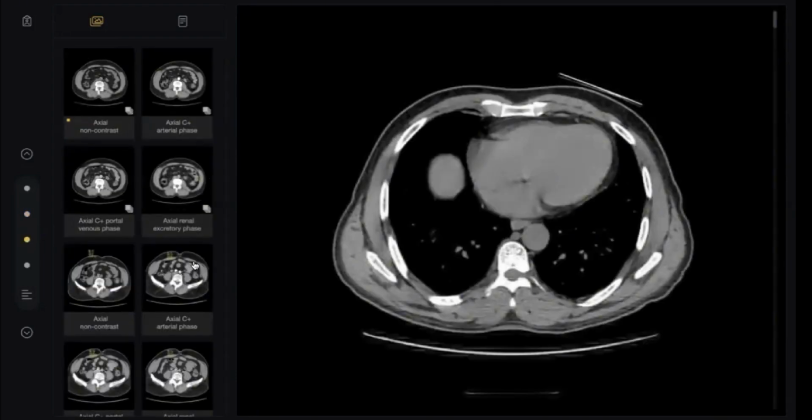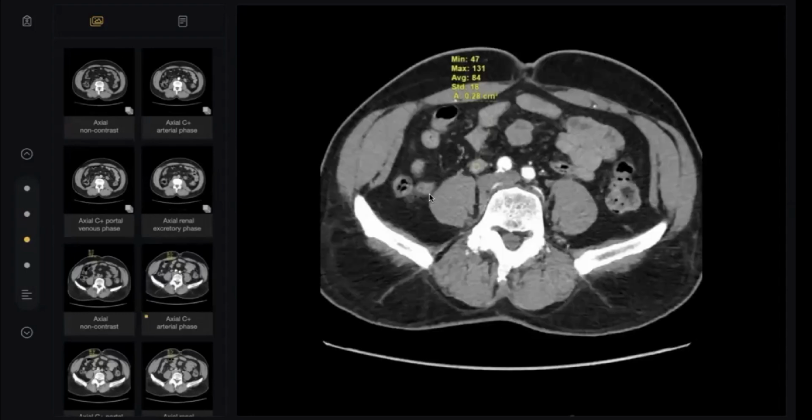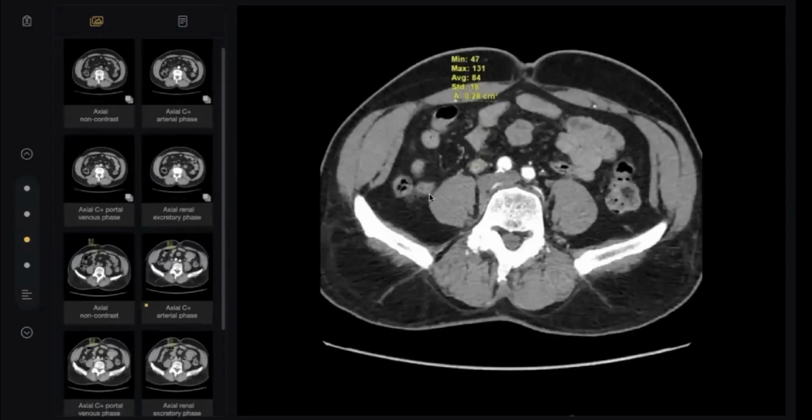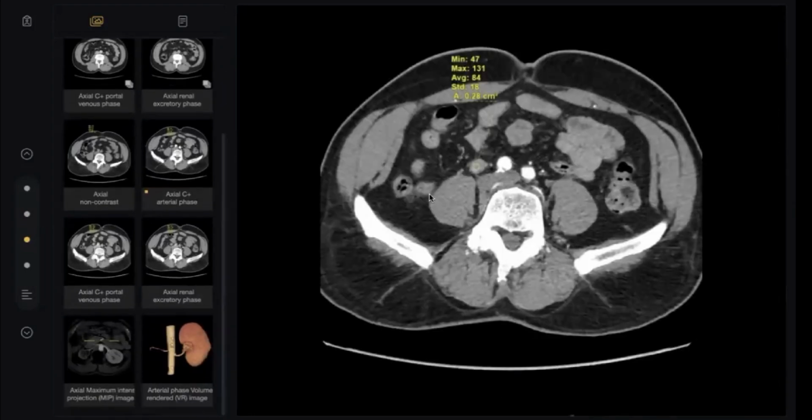Look, I will help you. This is the post contrast. These are static images. They measure something here. This is a psoas. There is something here. Tell me what happened.